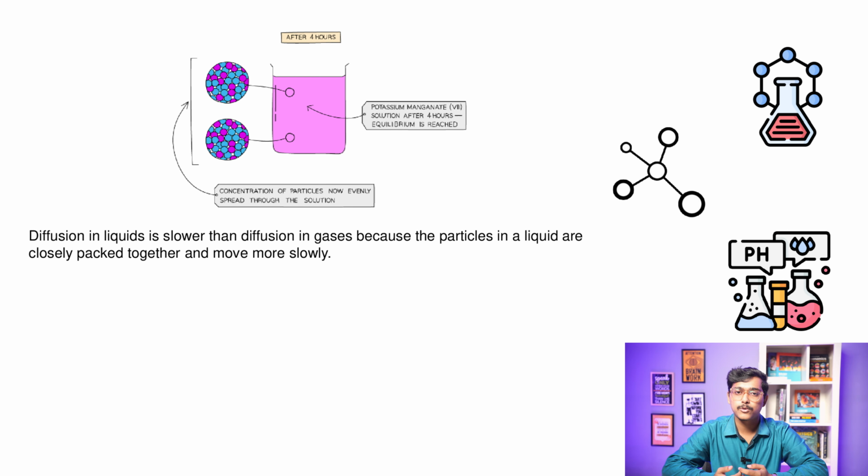Diffusion in liquids is slower than diffusion in gases because the particles in a liquid are more closely packed together than the particles in gases.